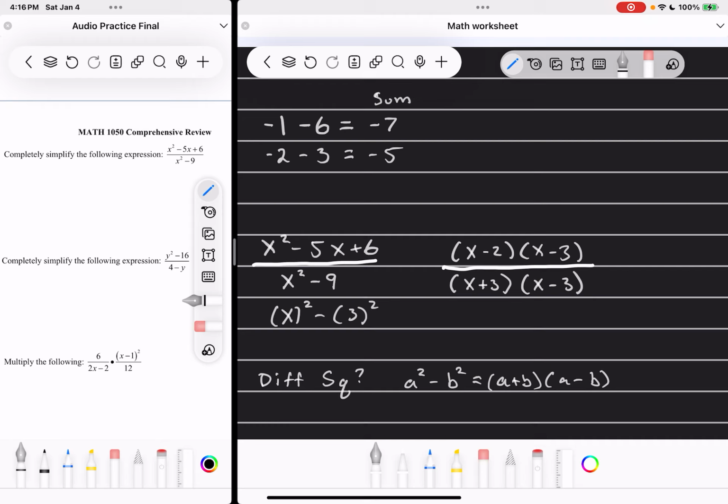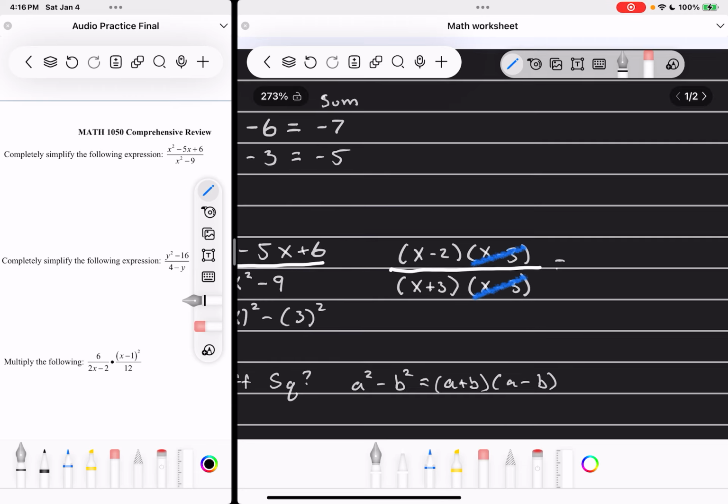Now at this point, we ask ourselves, what cancels? If a number is on the numerator and the denominator at the same time, we can cancel. Remember that in a binomial, the entire thing, in this case x minus 3, all of that is one single number. So if all of this is one number, and all of that is the same number, they cancel into ones, which lets us have our result, which is x minus 2 over x plus 3.